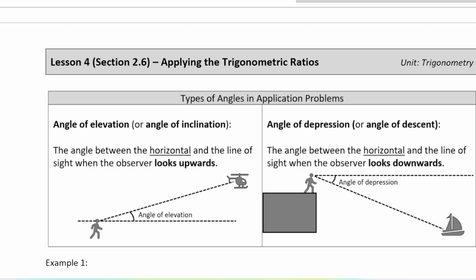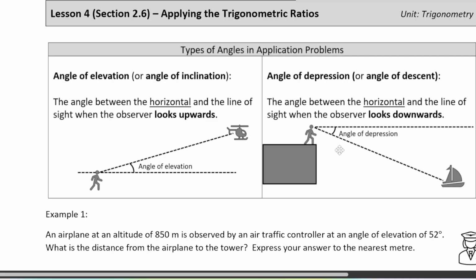Okay, in this lesson we're going to be looking at applications of trigonometric ratios. So we're going to be looking at word problems where we have to use one of the three ratios, sine, cosine, or tangent, to determine some measurement in this sort of real life scenario. So there's two terms we need to know before we can move forward with these word problems.